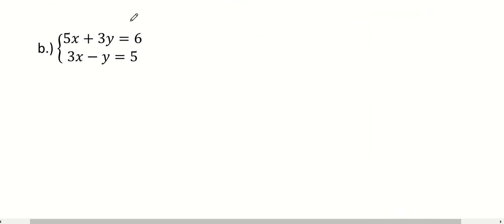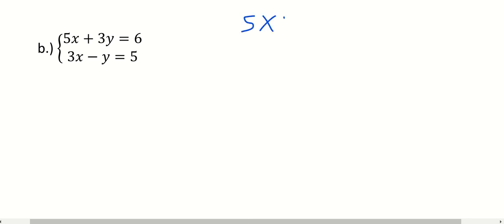Let's take a look at another one. We have 5x plus 3y equals 6, and our second equation is 3x minus y equals 5. At this time, we don't have any pairs of variables that have equal magnitude but opposite sign. But notice that at least the y values have opposite sign. The first y has a coefficient of positive 3. The second y has a coefficient of negative 1.